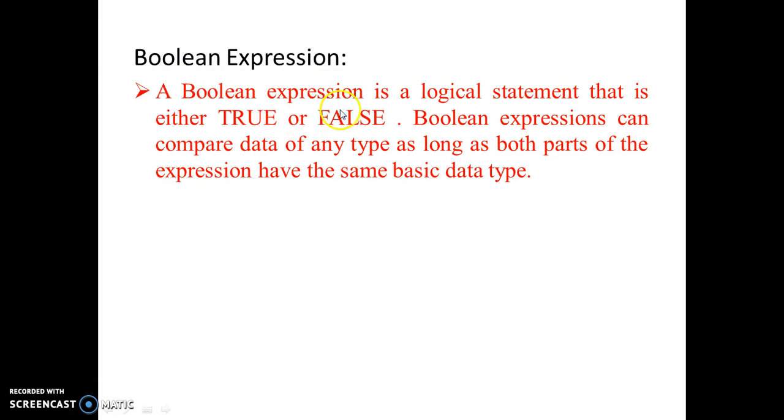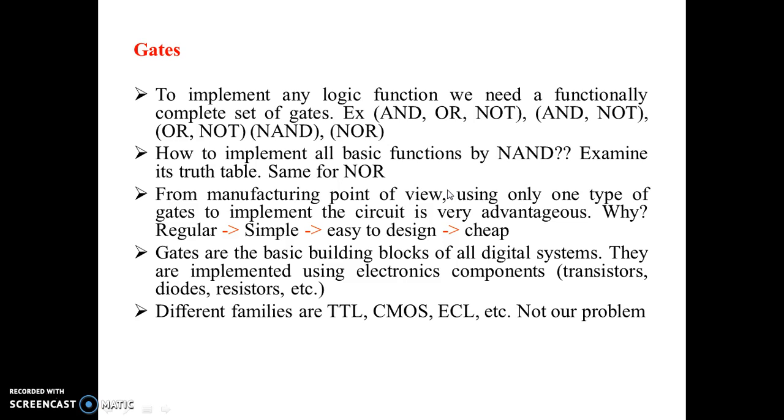A Boolean expression is a logical statement, so that can be either a true or false condition, that means 1 or 0. Boolean expressions can be compared with any types of data as both parts of the expression having the same basic data types. This is called a Boolean expression.